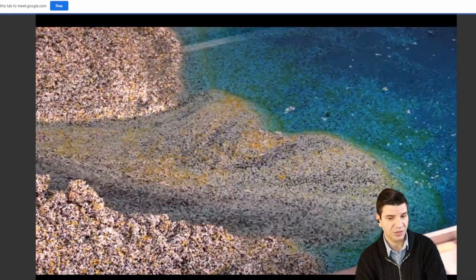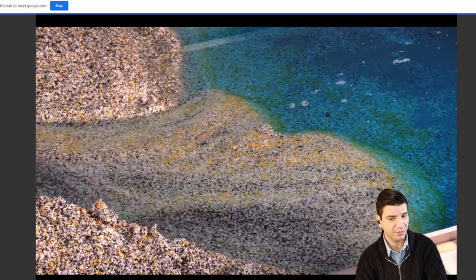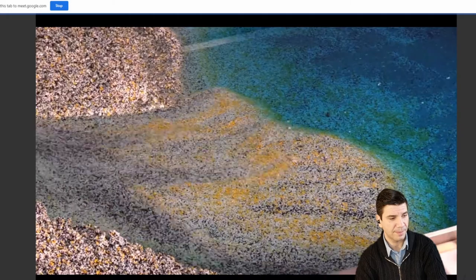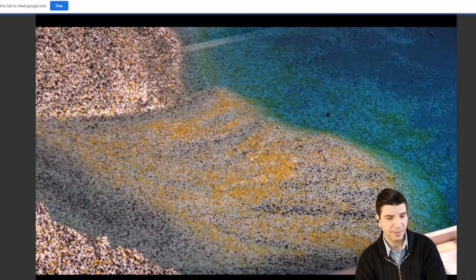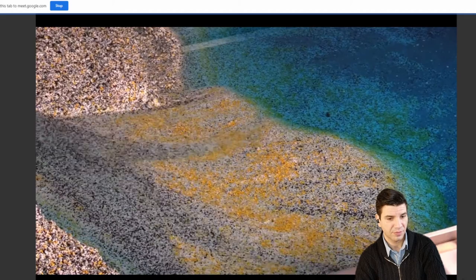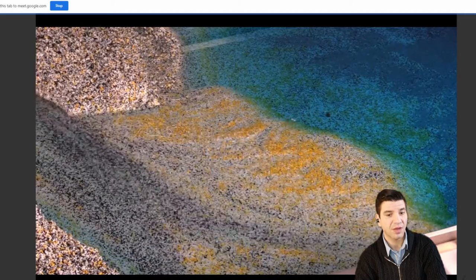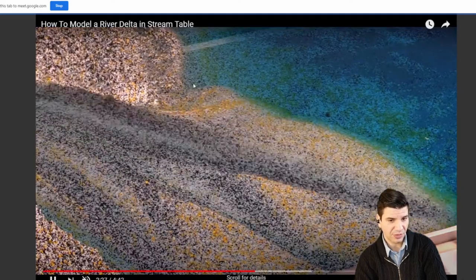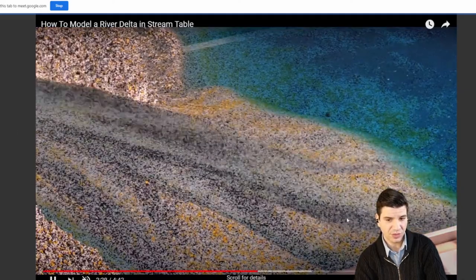What else? Look at that shape. Does that remind you of something? Don't be shy. Okay, so we're getting a V-shaped valley forming. What about the shape that we see here? This is almost like a triangle shape.